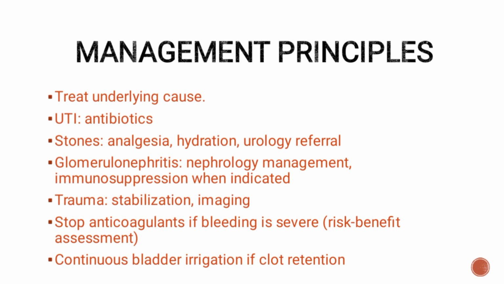What are the management principles for hematuria? Initial management focuses on stabilizing the patient, maintaining urine output, treating pain, and preventing urinary obstruction from clots. Subsequent therapy targets the underlying etiology. In severe hematuria, continuous bladder irrigation may be necessary to prevent clot retention.